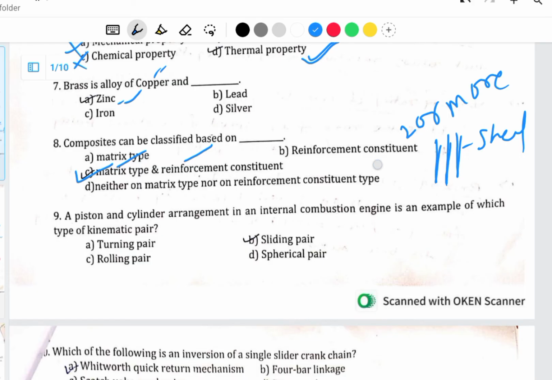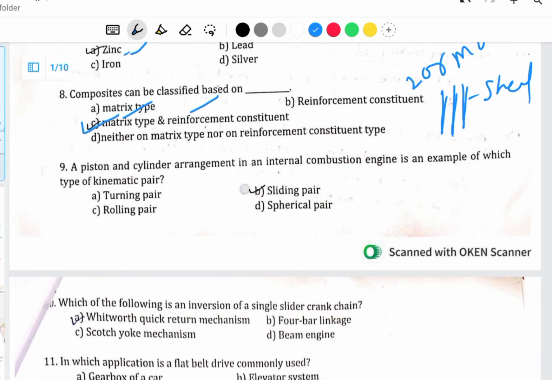The next one: the piston and cylinder arrangement in an internal combustion engine is an example of what type of kinematic pair? So it is a single sliding pair. Why is it a single sliding pair? Because here there is a turning pair, here there is a rolling pair and a spherical pair. So this comes under the different methods.